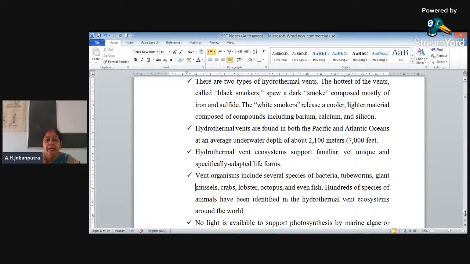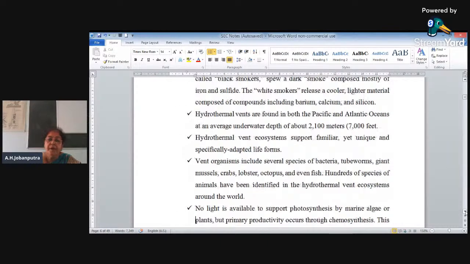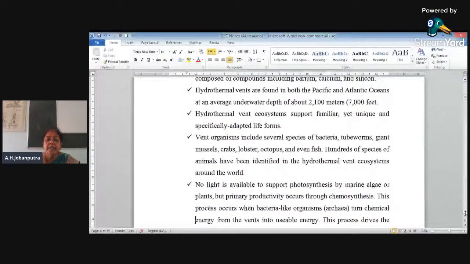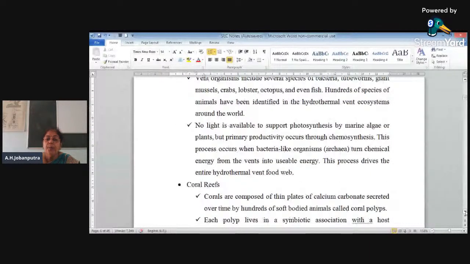Hot smokers or black smokers release mainly iron and sulfide, while white smokers release barium, calcium, silicon, etc. They are found in the Pacific and Atlantic Ocean, and they consist of specifically adapted forms of life. No photosynthetic activity takes place in the hydrothermal vents because there is no chance of sunlight reaching a depth of 7,000 feet or 2,100 meters below the surface of water.